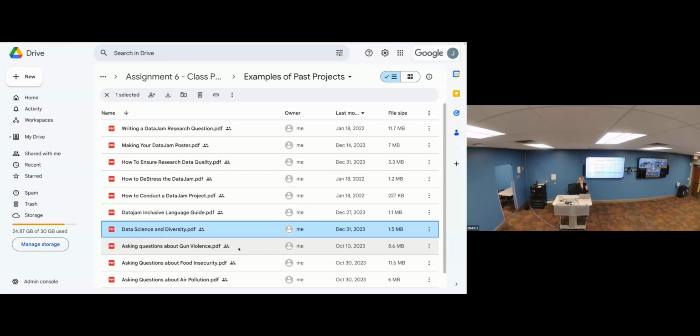The guides have been generally made in a program like PowerPoint, but we save them as PDFs so that they're very easy for people that are on the website to open. But you'll notice that they are kind of page by page, and they're laid out as you would lay out a PowerPoint presentation. So I'll start with one on asking questions about gun violence.